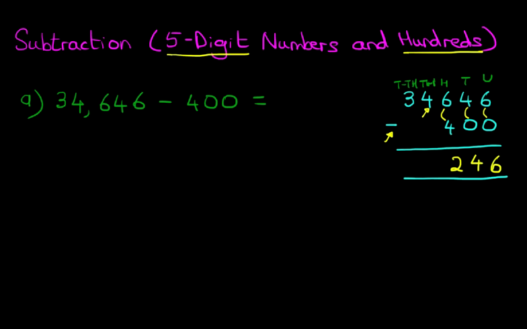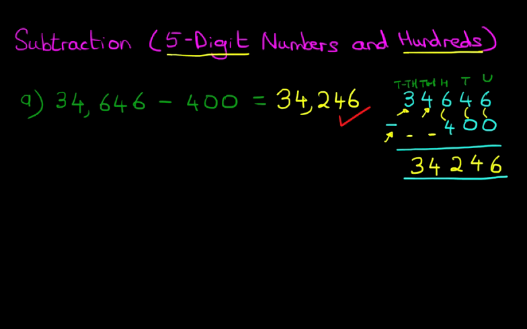Moving on to the thousands and the 10,000s. Now these two digits are also subtracting 0, so they will not change. In this example, only the hundreds has changed. And we have, in a short space of time, reached our answer. 34,246. Now, did you notice how simple that was?